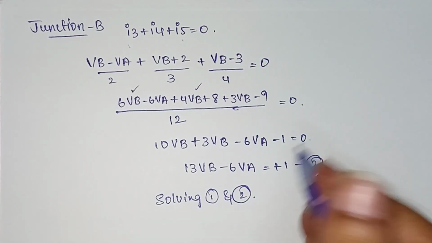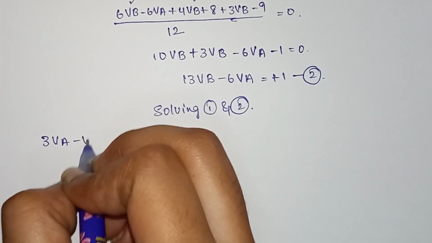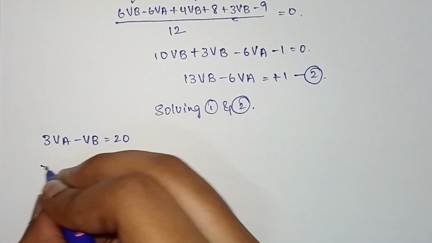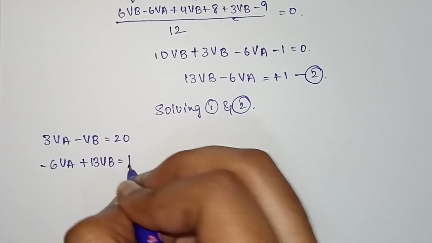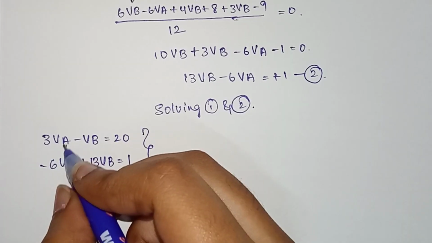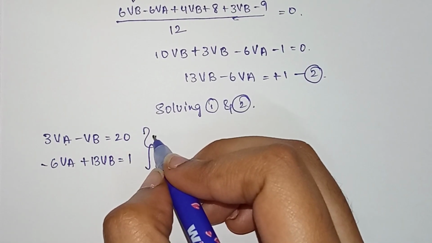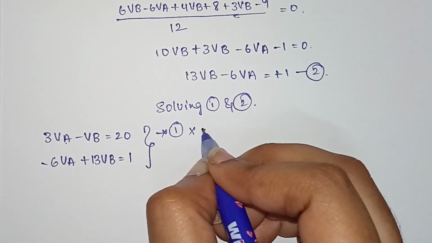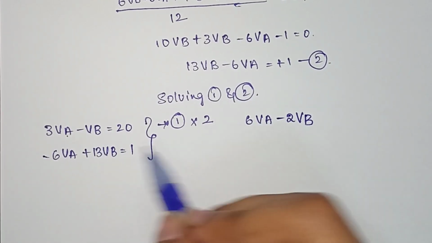So rewriting the equations, our first equation is 3VA minus VB is equal to 20. And our second equation is minus 6VA plus 13VB is equal to 1. In order to solve these equations, we need to either make VA coefficients the same or VB coefficients the same. So let us make VA coefficients the same. In order to make it the same, we will multiply equation 1 by 2.